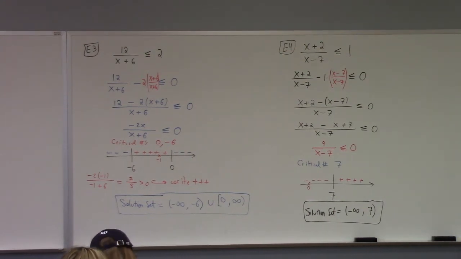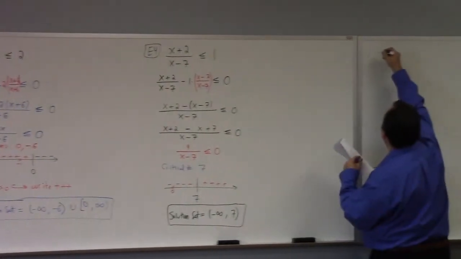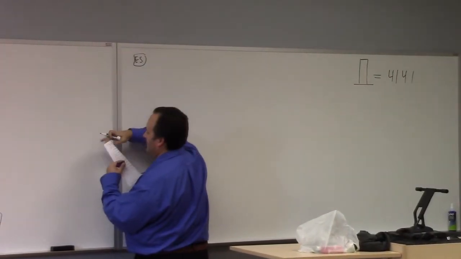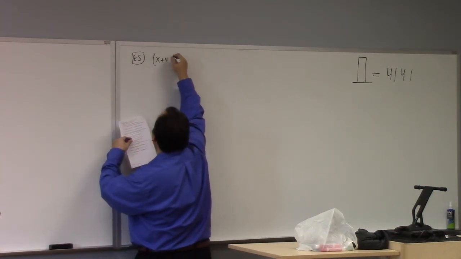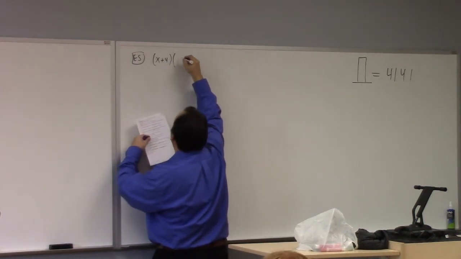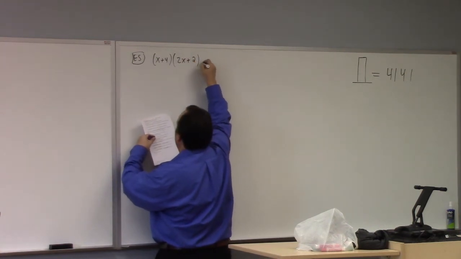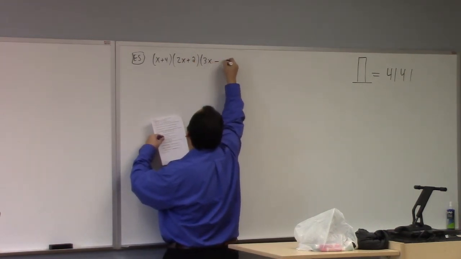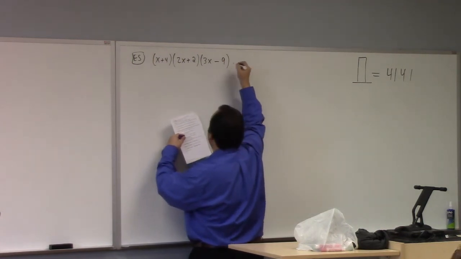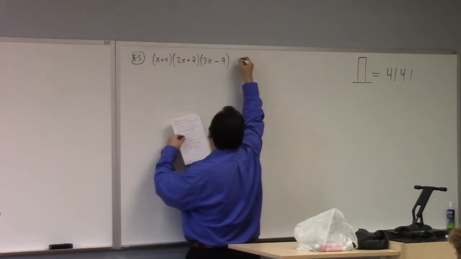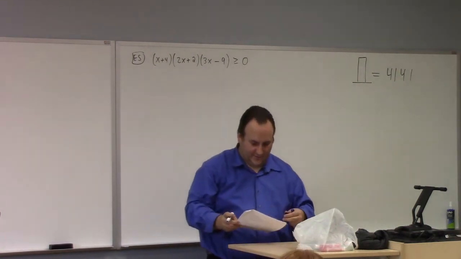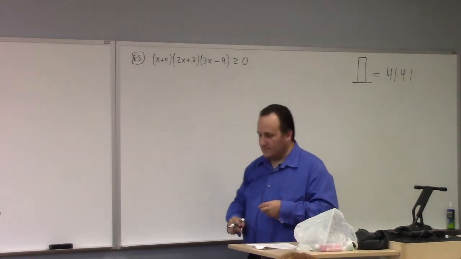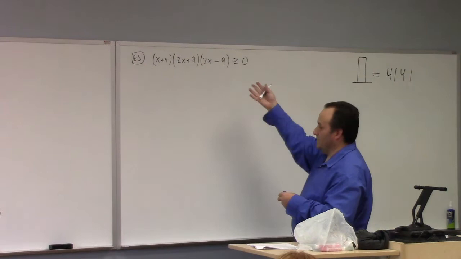Ooh, fancy. Let's look at this one. Example 5. Here we're faced with x plus 4 times 2x plus 2 times 3x minus 9. And it says less than or equal to 0 in my homework, but I'm making it greater than or equal to 0. Ha! Take that. Reject your less than or equal to. All right. There we go. Here's a problem.